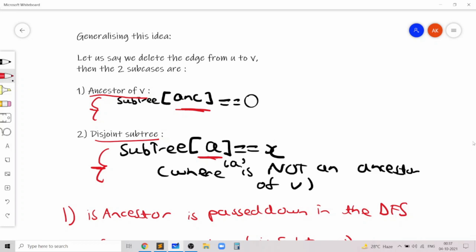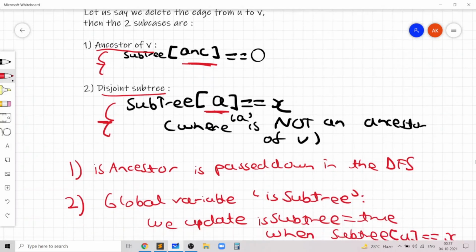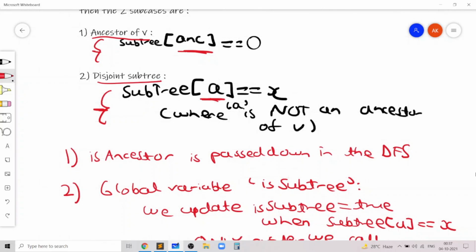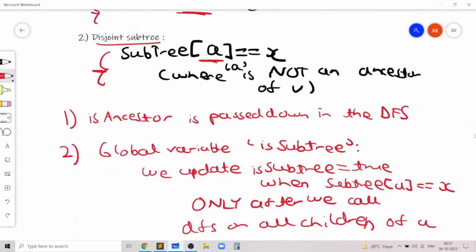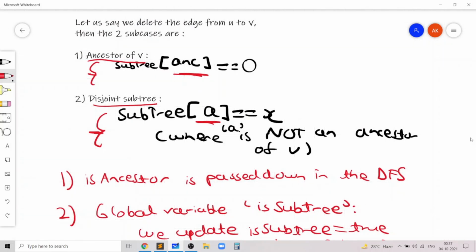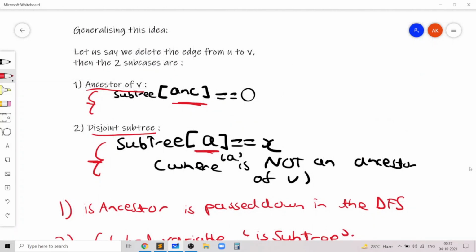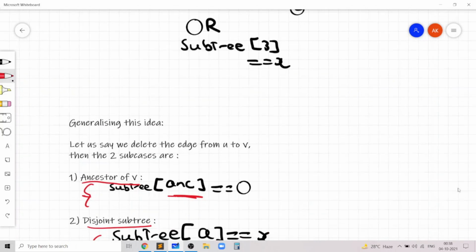Otherwise, so basically we print yes. Otherwise we need to check the second condition, and we check the second condition by checking if there is another subtree. So if is subtree is true and subtree of v is equal to true.